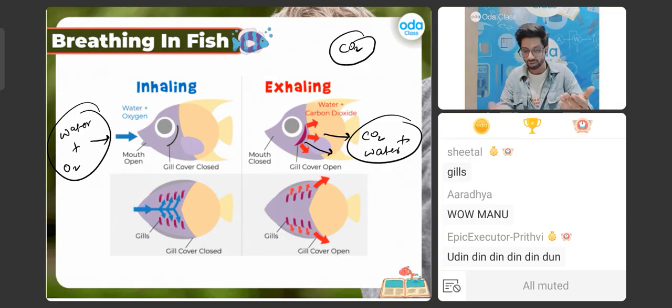Now, after the respiration, the fishes produce carbon dioxide. So, when they have to take out carbon dioxide, their gill cover will open. Basically, the gills of the fish will open, and CO2 and water will come out from the gills. So, that's how they're exhaling. Inhalation and exhalation also happens in the fish like this.